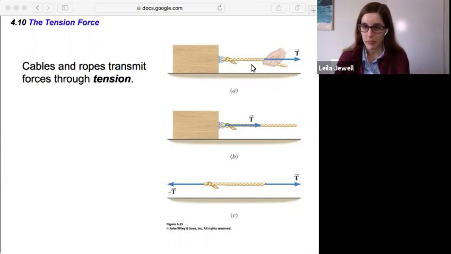So the hand is pulling on the rope, which is pulling on the block with this tension force T. And it turns out that it will be equal in length, equal and opposite in how it pulls. There's this pulling force to the right, but there will be an equal and opposite reaction to that with a negative tension there.